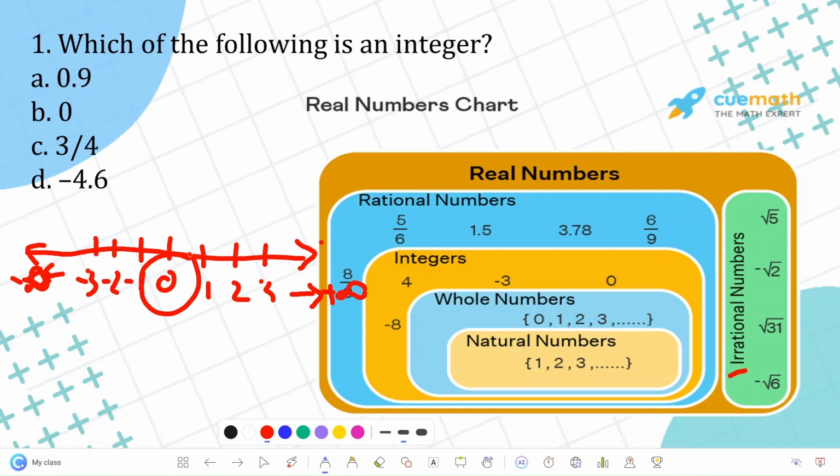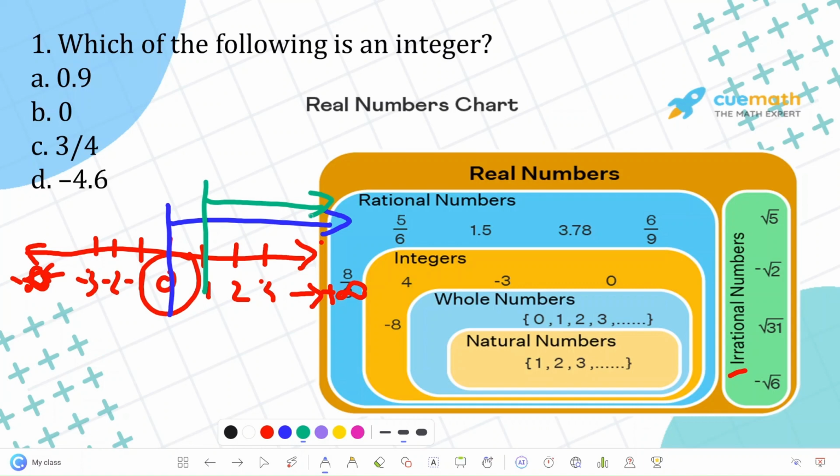At ang whole numbers naman, kasama rin sa integers of course, ay ito yung mga numbers from 0 hanggang papunta sa positive infinity. Yung papunta sa kanan, from 0 papunta sa kanan ng number line. Okay? Kung ang whole numbers ay mula sa 0, ang natural numbers naman, or sometimes called counting numbers, ay nagsisimula sa 1 papunta sa positive infinity. Yan po ang ating real numbers chart.